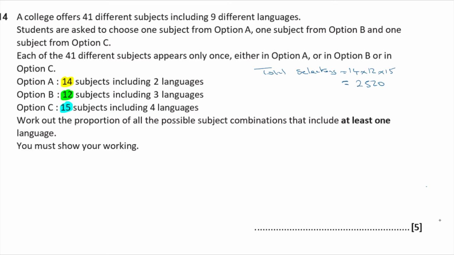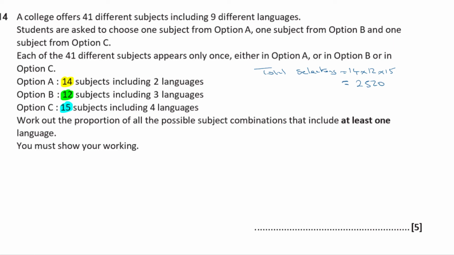But work out the proportion of all the possible subject combinations that include at least 1 language. Now, if you're picking at least 1 language, it's going to be pretty tricky to do. But sometimes it's easier to flip things on their head. That can often be a lot easier. So rather than working out the number of combinations with at least 1 language, I'm going to work out how many combinations there are with no languages, and if I take that away from the total selections that I found earlier, that should leave me with the ones with at least 1 language, because it could be 1, 2 or 3, couldn't it? Okay, so I think that's what I'm going to do. That should make the problem a whole lot easier.